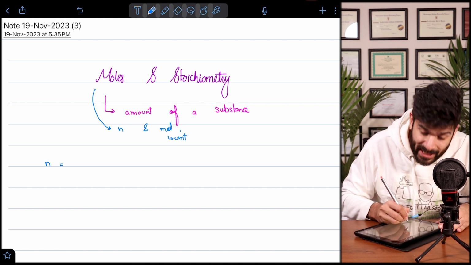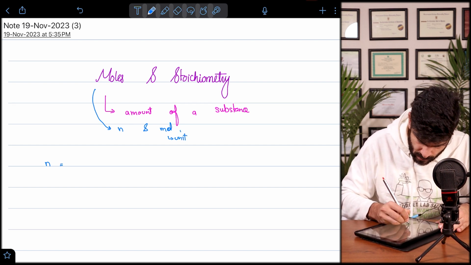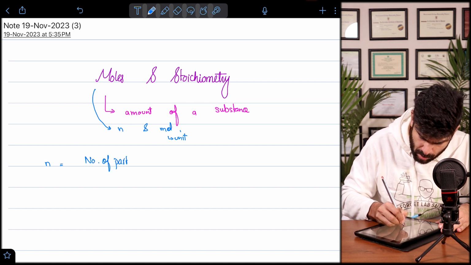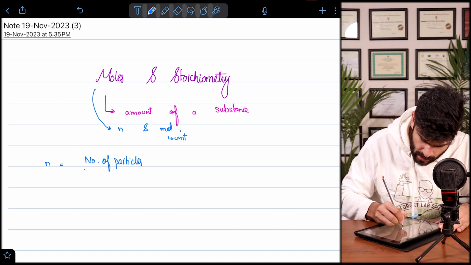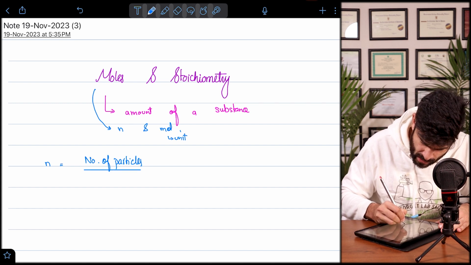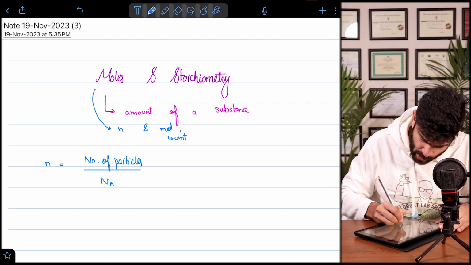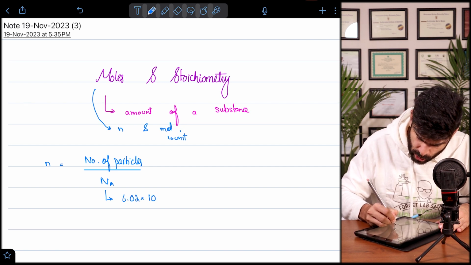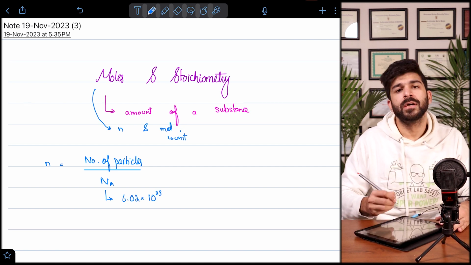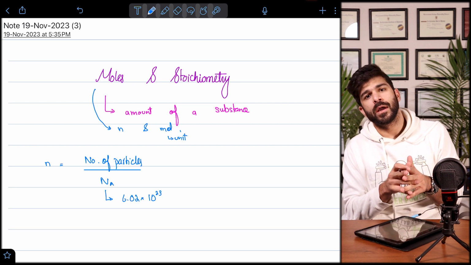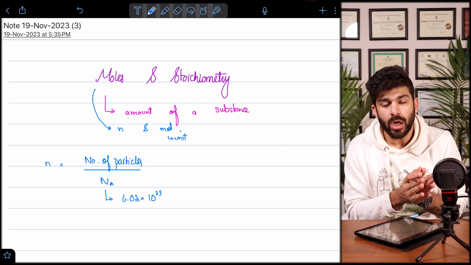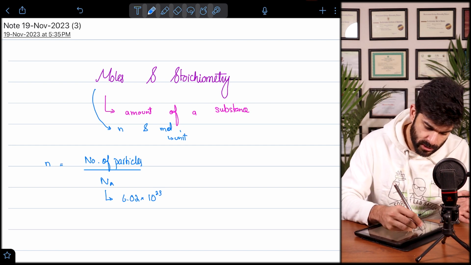So the first formula is n equals number of particles divided by Avogadro's number, Na, which is 6.02 times 10 raised to 23. This number is a constant. It will stay the same for all the values, for all the calculations.